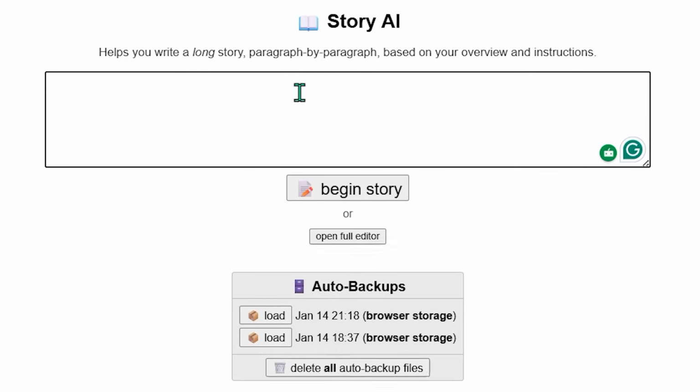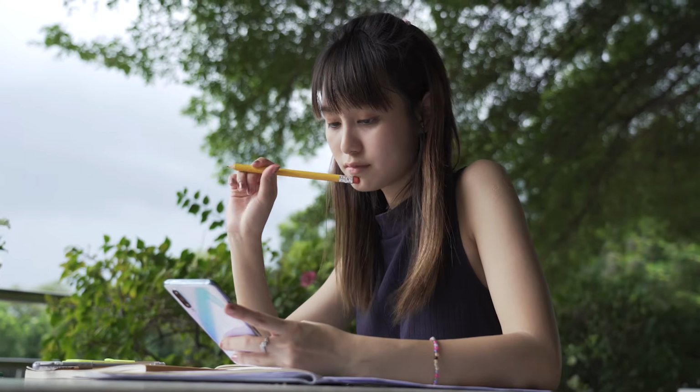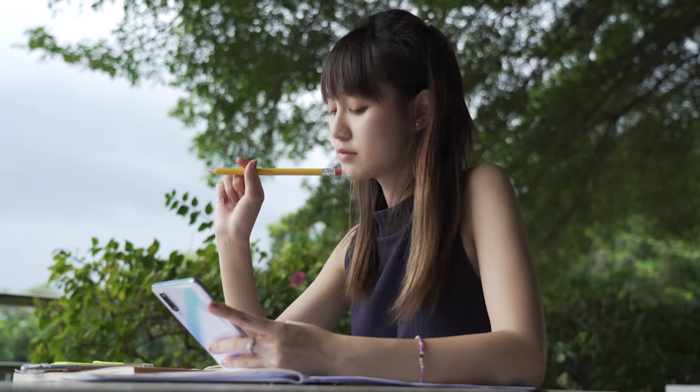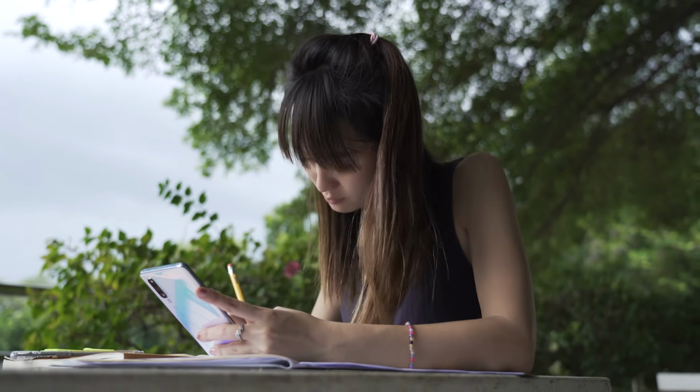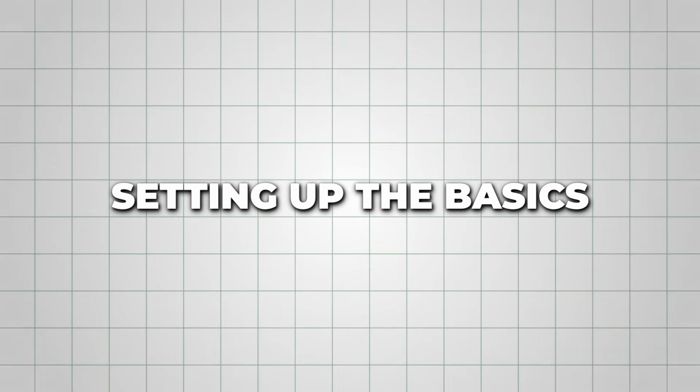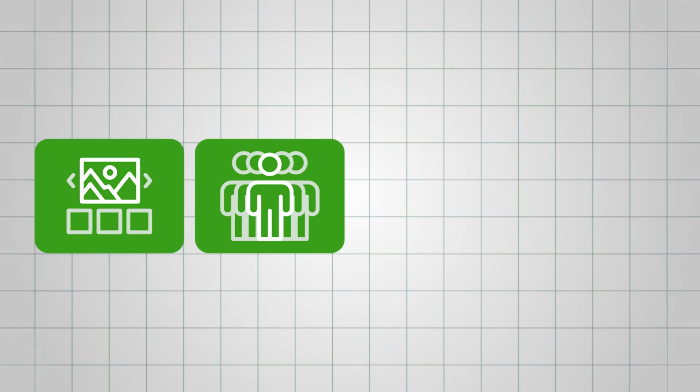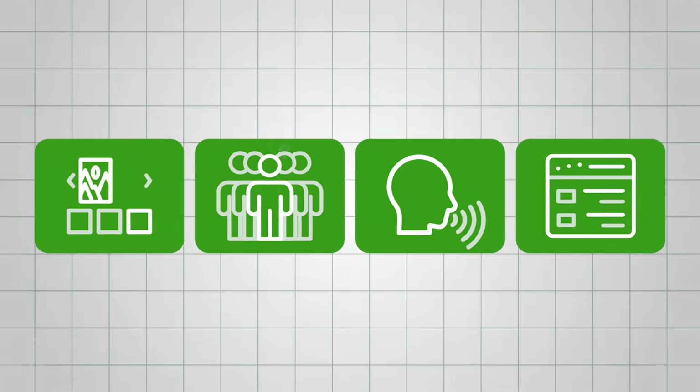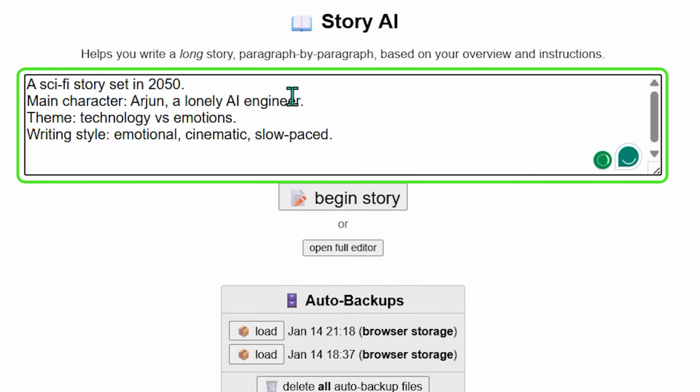Now let's move over to the Perchance Story Generator. Think of it more like a writing assistant that helps you build a story gradually. You start by setting up the basics: the world, the characters, the tone, and the genre. So, for example, you might say it's a sci-fi story set in 2050. The main character is Arjun, a lonely AI engineer. The core theme is technology versus emotions, and the writing style is emotional, cinematic, and a little slow-paced.